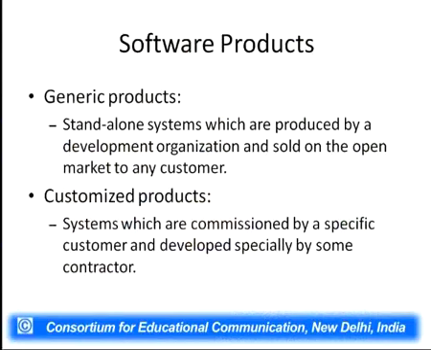So software products are classified into different categories. We call certain software generic products. These are standalone systems which are produced by development organizations and sold on the open market to any customer. So these are generic products.